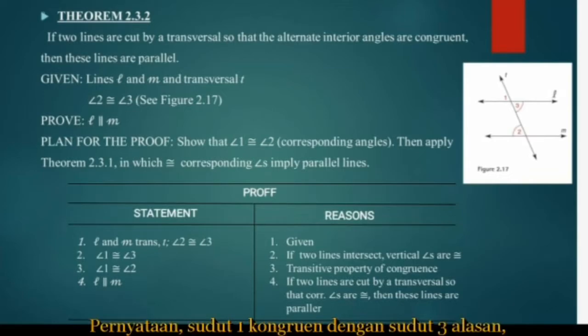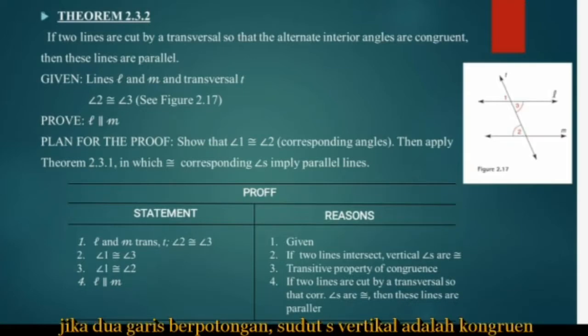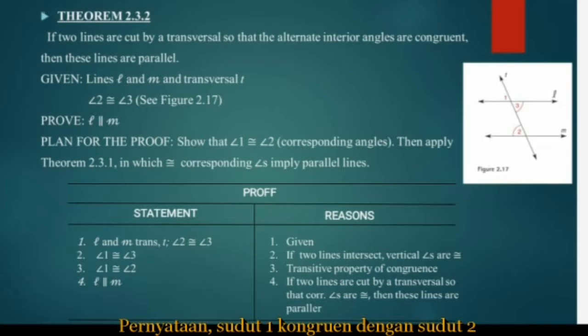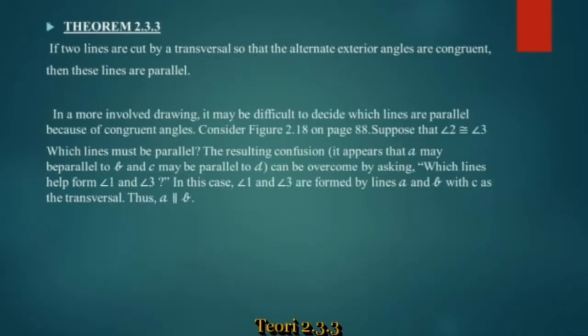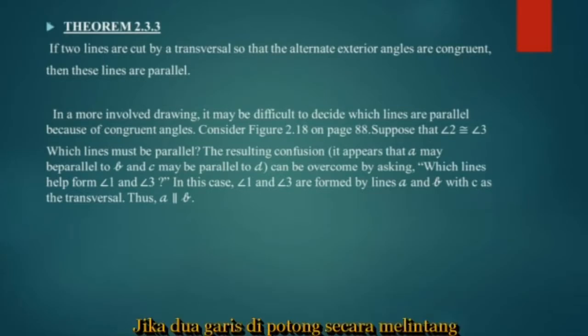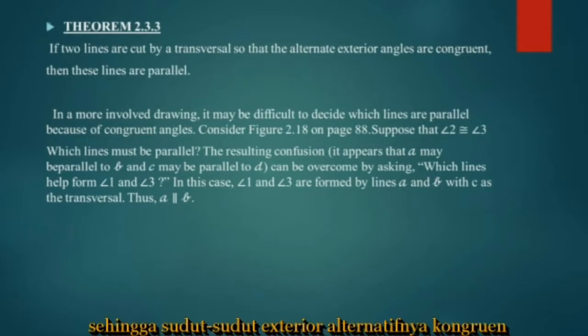Reason: given. Statement: angle 1 congruent to angle 3. Reason: if two lines intersect, vertical angles are congruent. Statement: angle 1 congruent to angle 2. Reason: transitive property of congruence. Statement: L parallel to M. Reason: if two lines are cut by a transversal so that corresponding angles are congruent, then these lines are parallel. Theorem 2.3.3. If two lines are cut by a transversal so that the alternate exterior angles are congruent, then these lines are parallel.